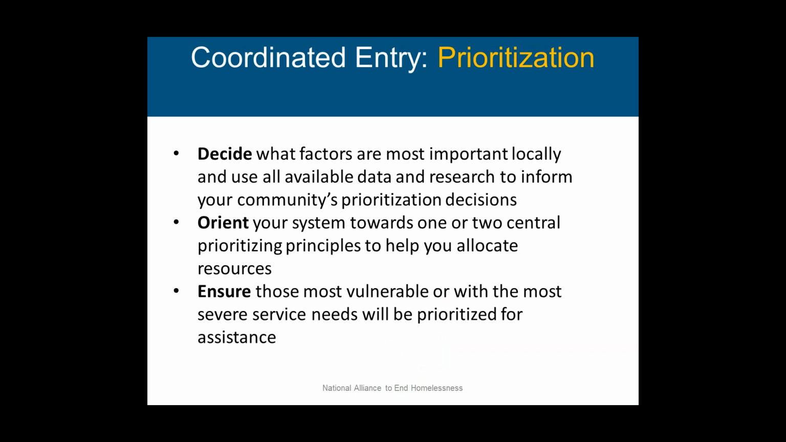So what you want to do early on is really decide what factors are most important locally and use the data you have to figure out if that makes sense for your community. Orient your system towards one or two central principles of prioritization. You don't want to have so many that it's confusing and it doesn't make sense anymore because you're prioritizing everybody. And you want to ensure that the most vulnerable people, or the people with the most service needs, are prioritized for assistance.